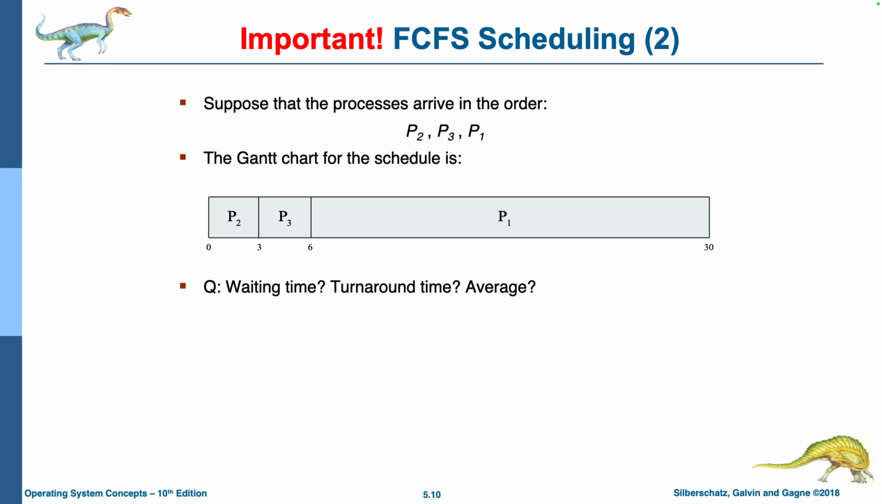Now you know how to calculate. This time it's still first come first serve, but all the processes come at the same time, 0, and it picks P2 and P3 first, and then P1 last. Is this a better strategy? It's still first come first serve, so this case is better than the one before.